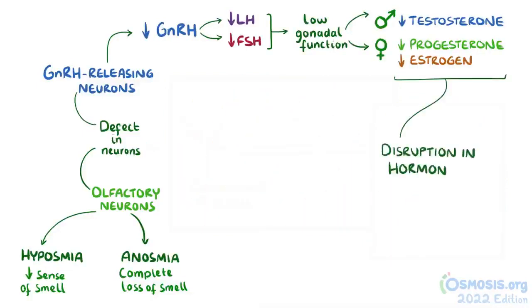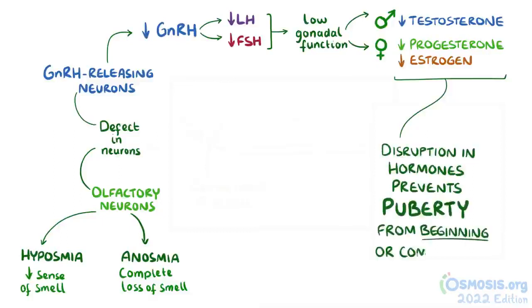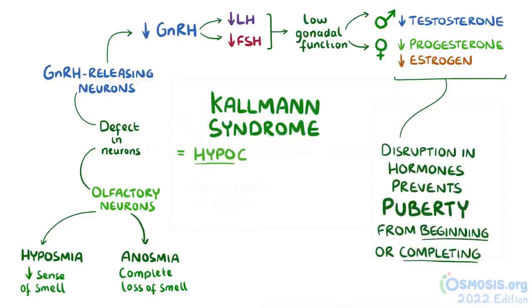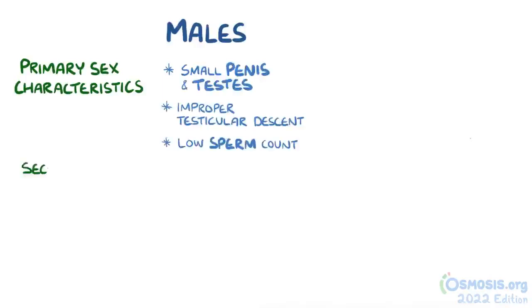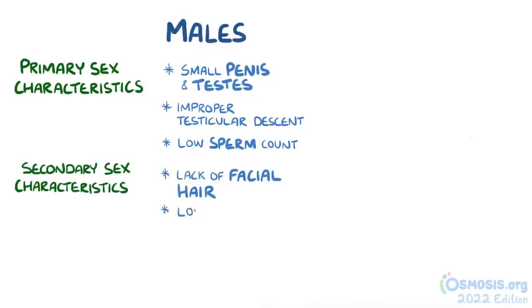The disruption in hormones prevents puberty from beginning or successfully completing. Because of this, Kallmann syndrome is a type of hypogonadotropic hypogonadism disorder. In Kallmann syndrome, there's an underdevelopment of primary and secondary sex characteristics. In males, primary sex characteristic dysfunction includes having a small penis and testes, improper testicular descent, and a low sperm count. Secondary sex characteristic dysfunction includes a lack of facial hair, low muscle mass, and not developing a deep voice.